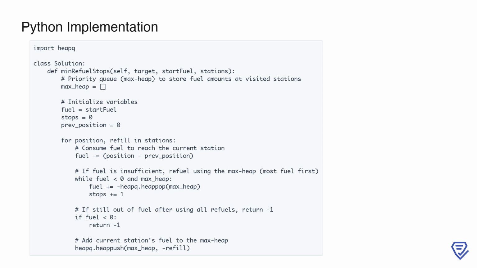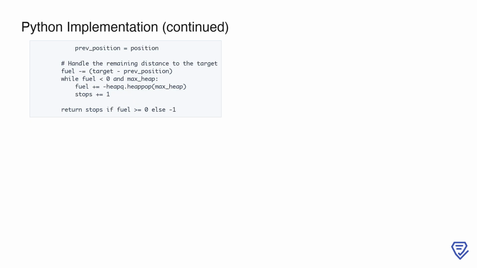If we run out of stations in the heap and still don't have enough fuel, we immediately return -1, indicating that the target can't be reached. Finally, if we have enough fuel to reach the current station, we add the station's fuel to the heap, storing it as a negative number to maintain the max heap property. After processing all the stations, we update the prev_position to the current station's position.